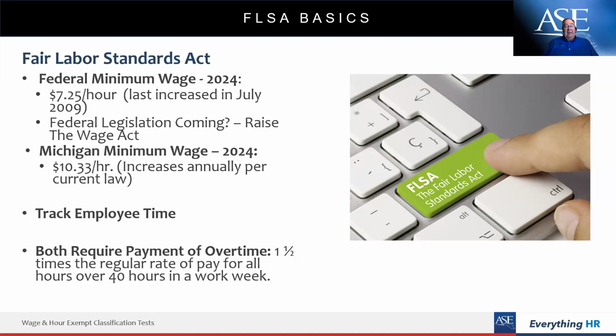Both the FLSA and Michigan's employment standards law require employers to track time for hourly and non-exempt employees, and both require payment of overtime at time and a half for work over 40 hours in a week.